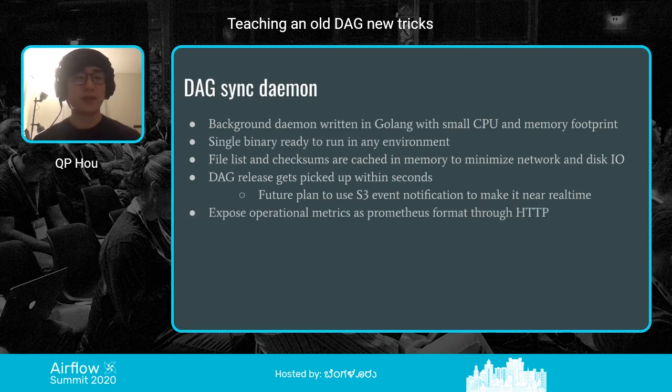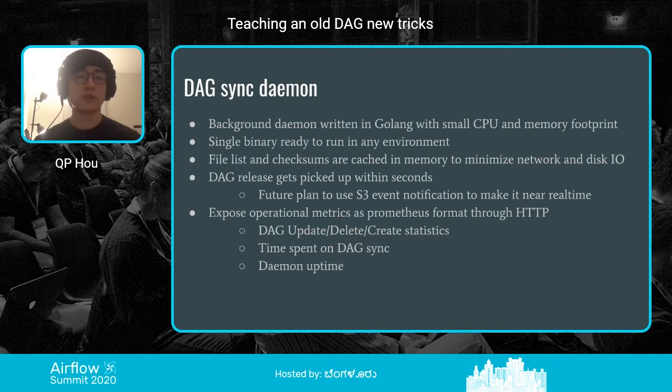Another benefit of running a daemon is that you can expose an HTTP endpoint and expose some metrics in the Prometheus format. In this daemon, we expose statistics for the DAG files, the time spent on DAG sync, and the daemon uptime. All of this is important for us to monitor and make sure that the DAG sync is working as expected across many machines and nodes. This project is also open sourced, so feel free to take a look and see if it fits your needs.